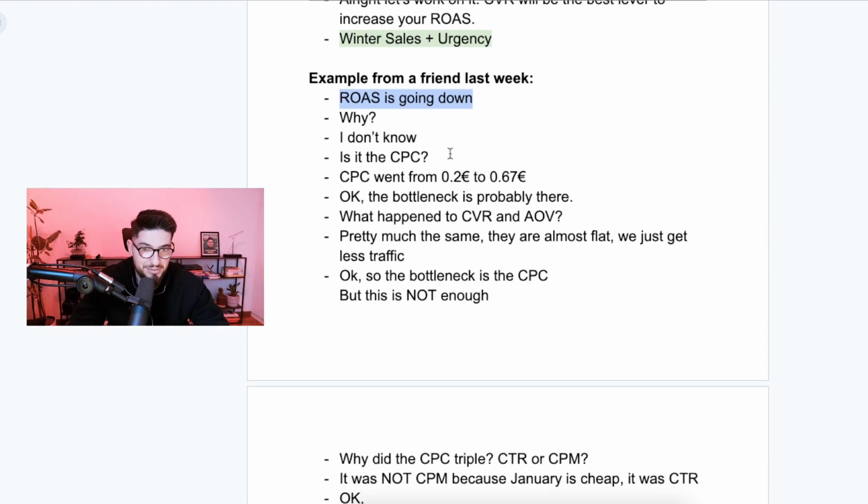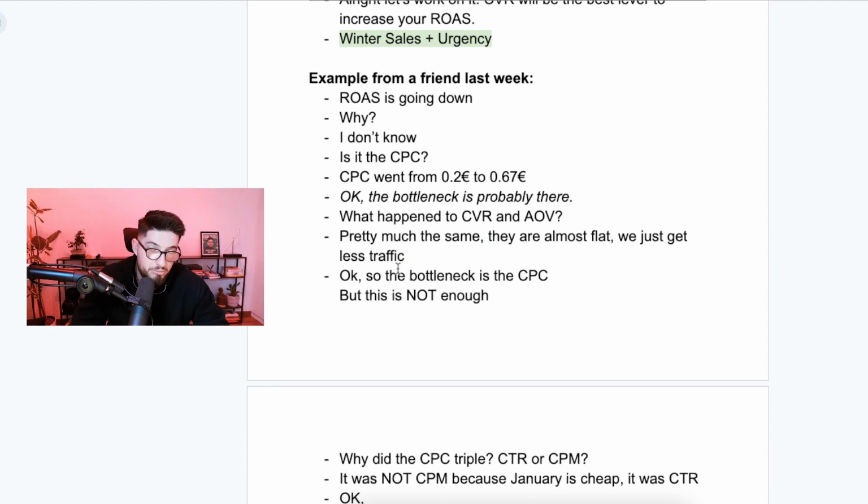Is it the CPC? And in the real case, he said CPC went from 0.2 to 0.67. I'm like, okay, we probably have a heavy bottleneck here. What happened to the conversion rate and the AOB? Yeah, pretty much the same, almost flat. We just get less traffic, and so we're selling less stuff.